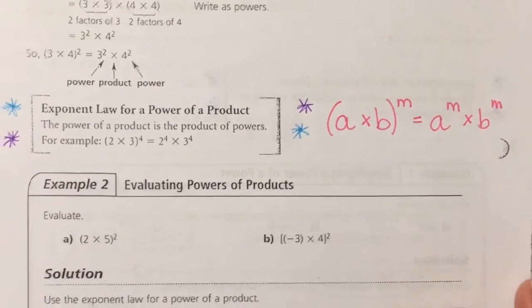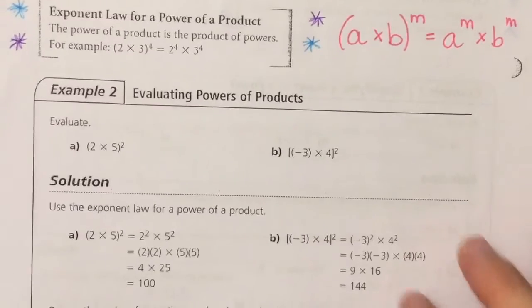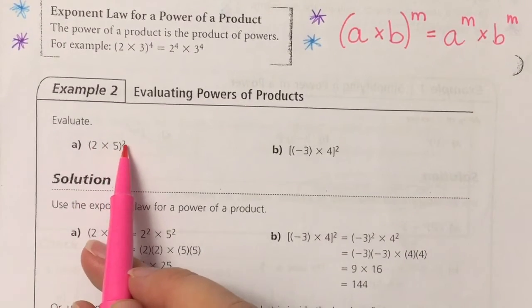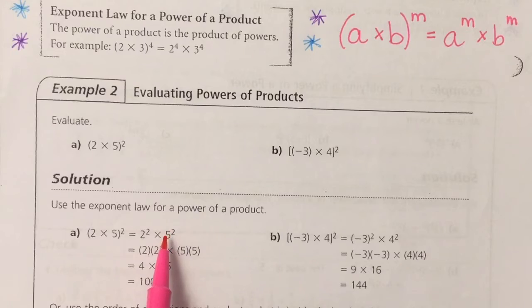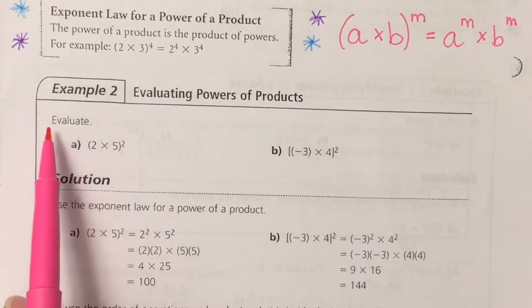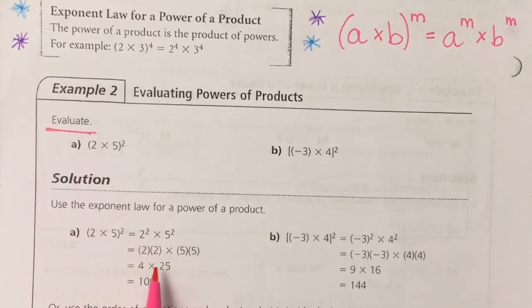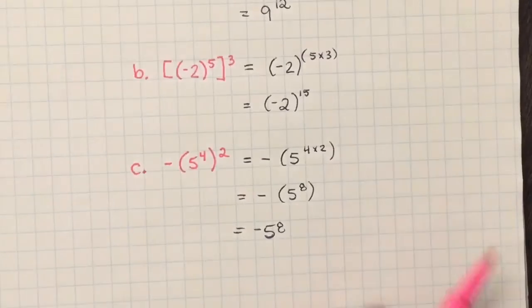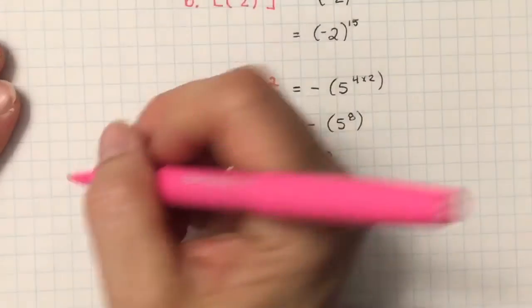Right on. So very simply here, 2 times 5 all squared is the same thing as saying 2 squared times 5 squared. So 2 2s times 2 5s. 2 times 2 is 4. 5 times 5 is 25. Multiply those together, gives you 100. It said evaluate. That's why you don't just stop here. You keep on going to find out what the answer is.